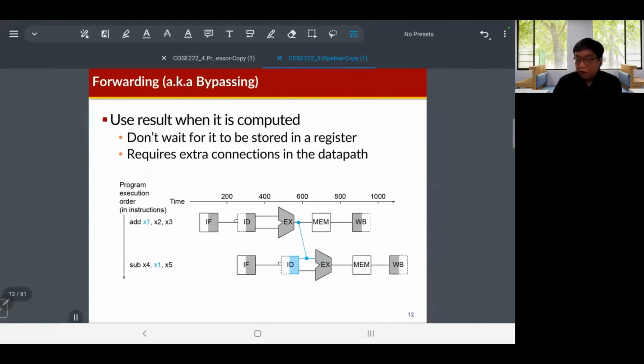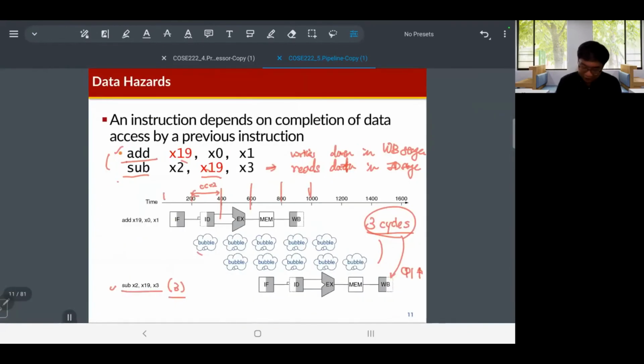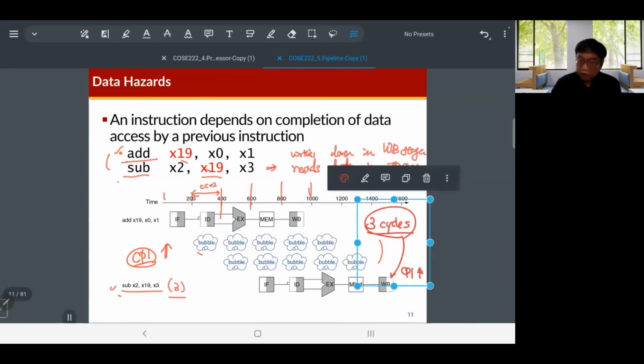Then, so what's the problem? CPI is increased. Which means that the sub instruction needs to wait until the result of the add instruction is written back to the register file. How can we solve this performance issue?